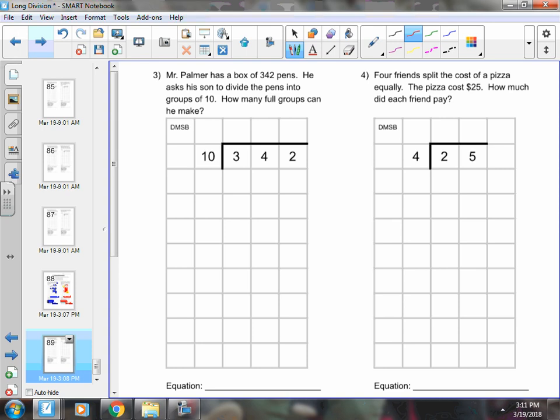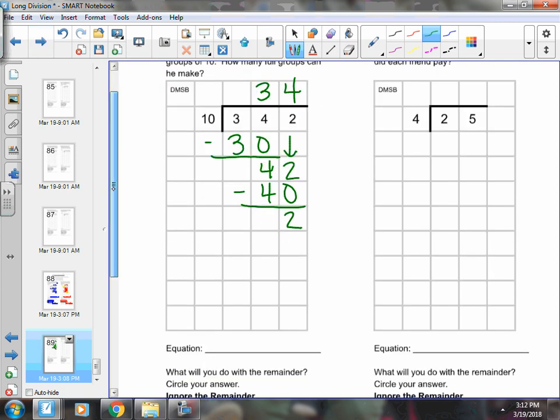342 divided by 10. 10 cannot go into 3, but 10 can go into 34 3 times. 3 times 10 is 30. Subtract, bring down. 10 can go into 42 4 times. Multiply 4 times 10 is 40. Subtract, nothing to bring down. So 34 remainder 2 is our mathematical answer.